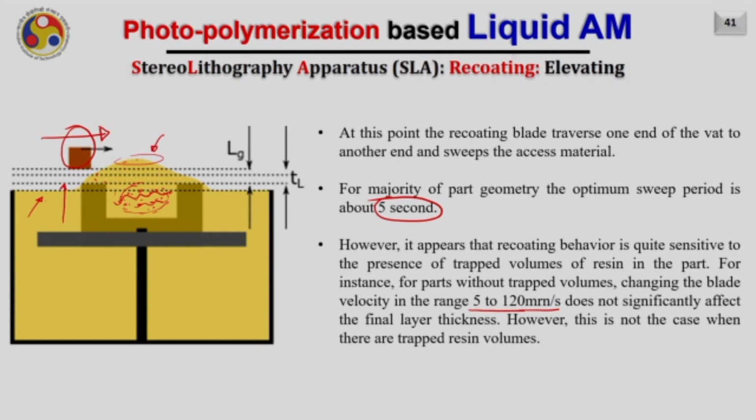Now the question comes, what should be the distance between the doctor blade and the part, that is represented here by LG, to get the desired layer thickness of the liquid resin, which is TL? As you can see in the diagram also, the gap between the recoater and the top surface of the cured part is greater than the required layer thickness, which is TL. Now, what should it be basically? How large should this value be compared to the required layer thickness TL?